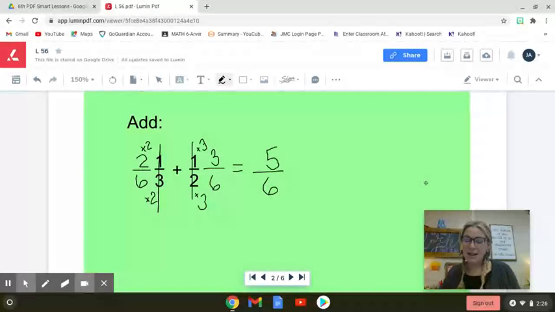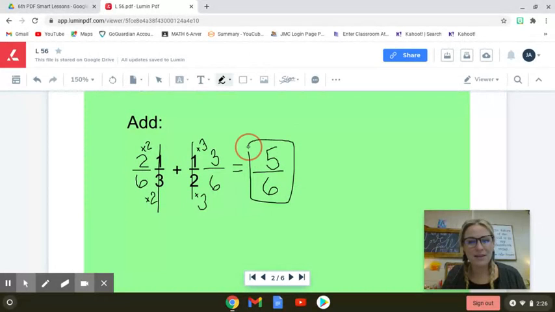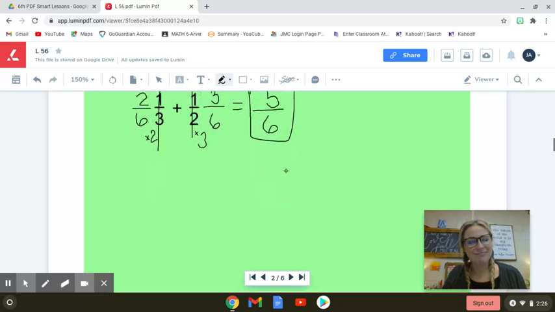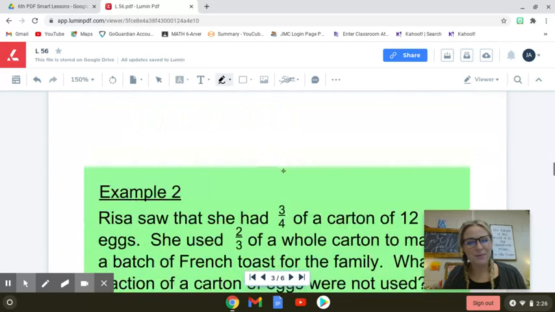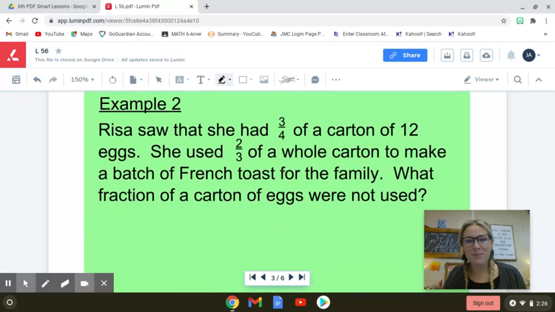And I stop and ask myself if I can reduce it at all or if there's anything further I can do, and no. 5 is a prime number. This fraction cannot be reduced. All right. Here's another example. This one's in the form of a story problem, but the exact same idea.